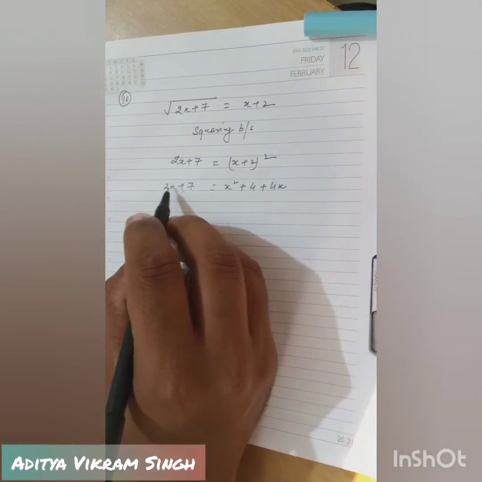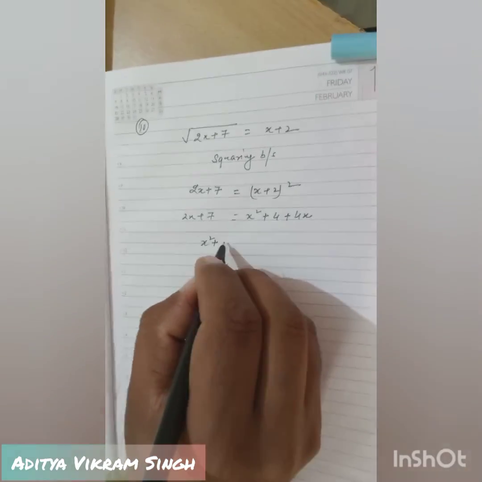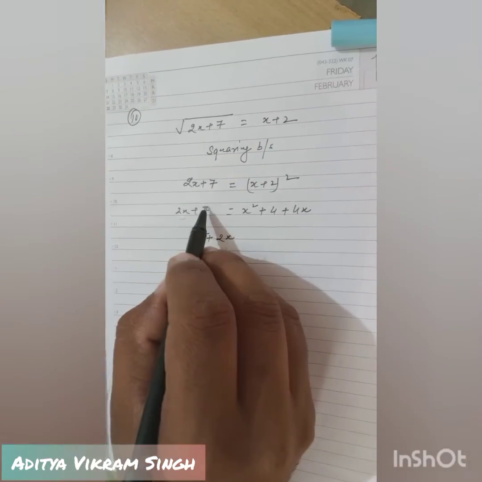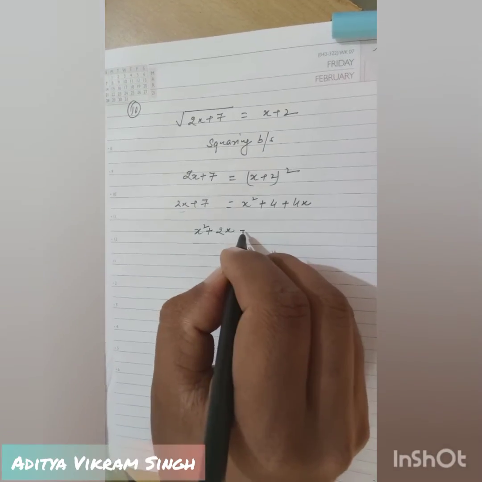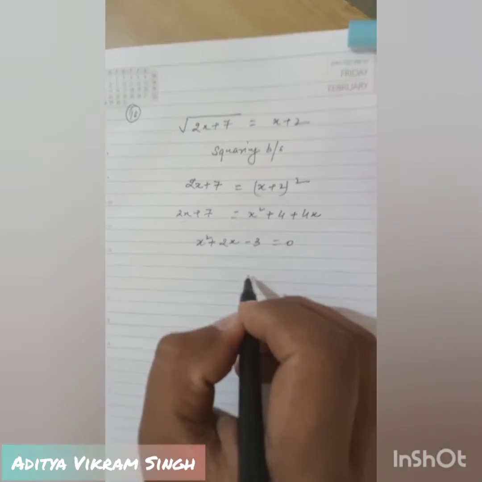If we just take all this 2x and 7 that side, then this becomes x square plus 2x, because this 2x goes that side and becomes minus 2x, and this 7 goes that side and becomes minus 7, and minus 7 and plus 4 become minus 3, which is equal to 0.